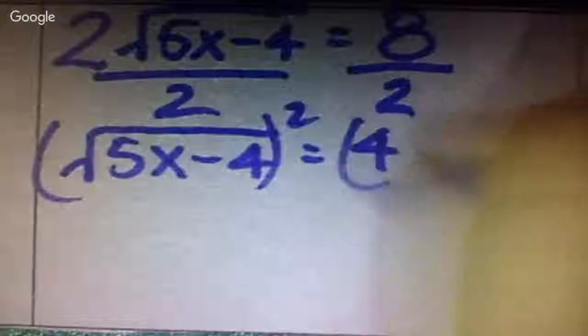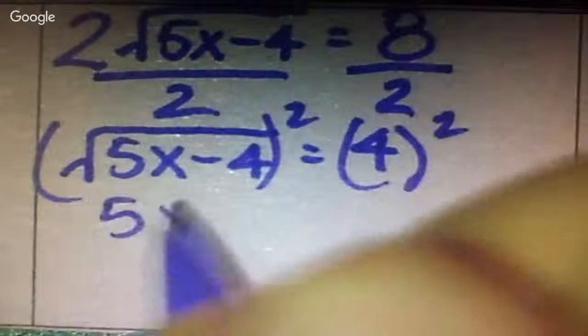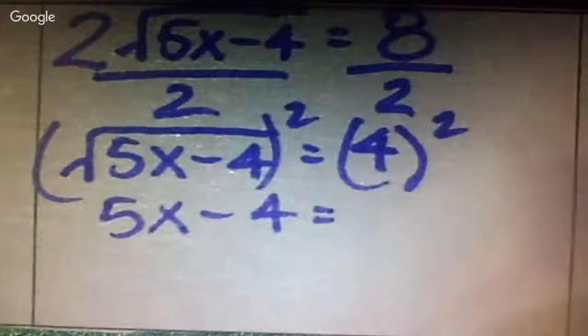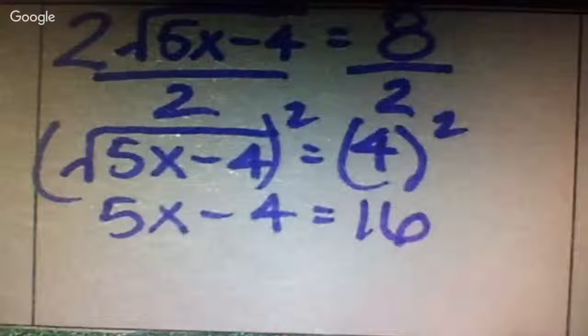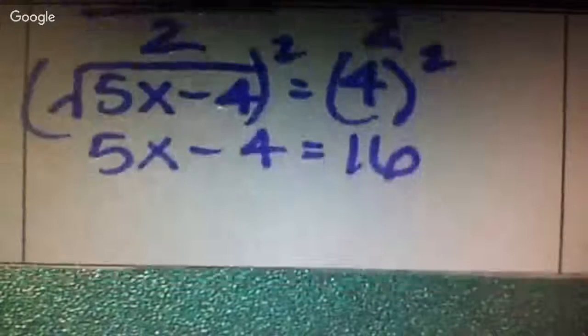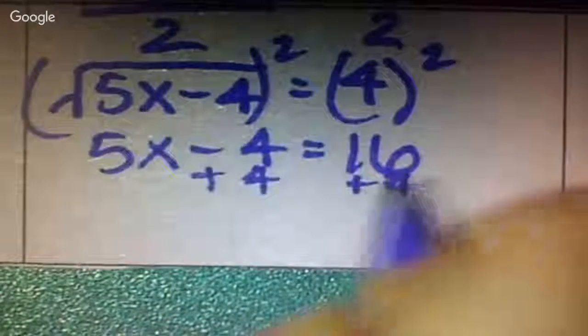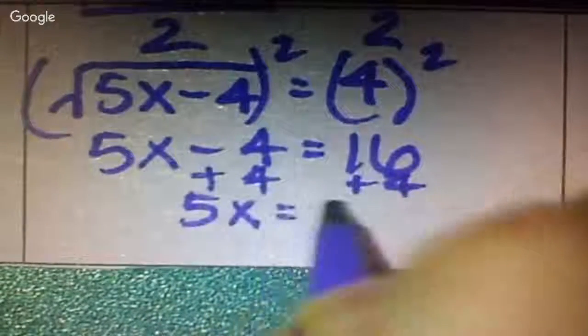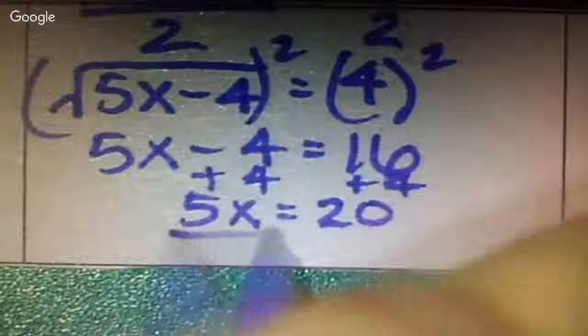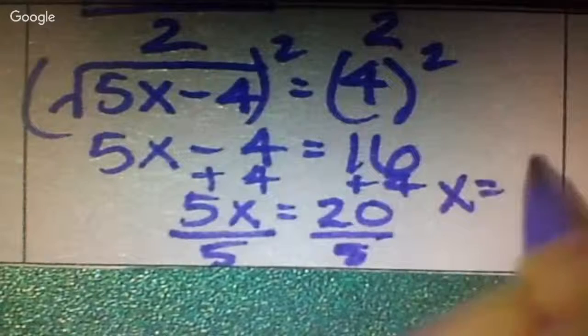Now, we will square both sides. So 5x minus 4 should equal 16. Now what? Add 4. 5x equals 20. Whoa, hold on. Divide by 5. x is 4.